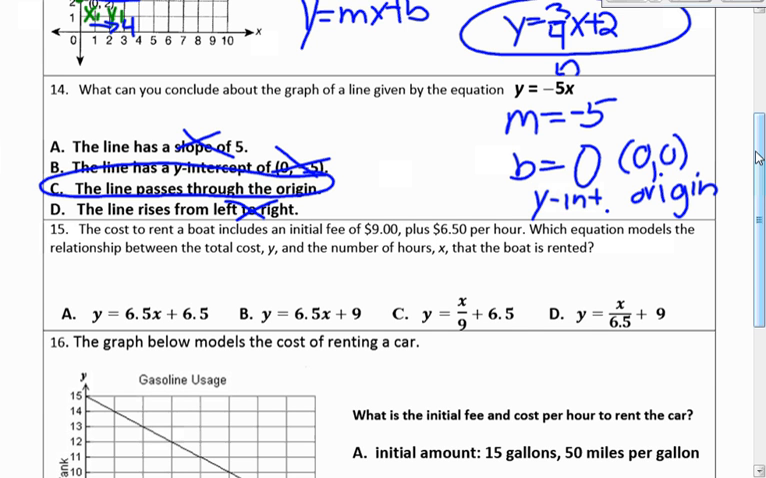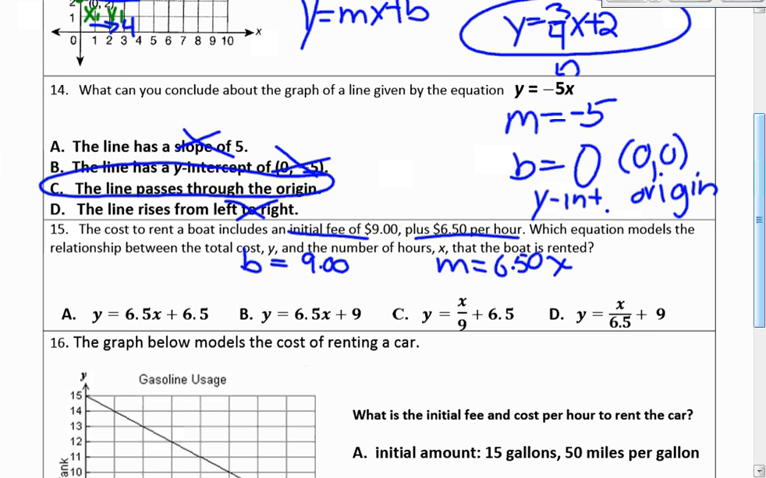Number 15, the cost to rent a boat includes an initial fee of $9. Initial fee is the same thing as the y-intercept, so the y-intercept is $9 plus $6.50 per hour. That would be the rate of change. Rate of change is the same thing as slope, so it's $6.50 for every hour.